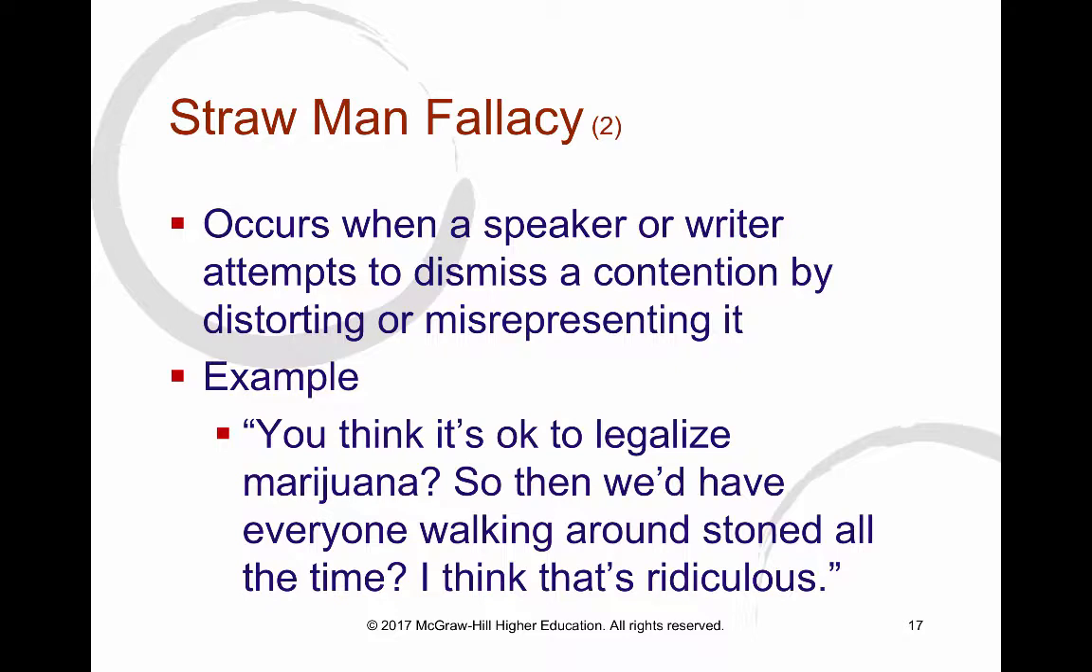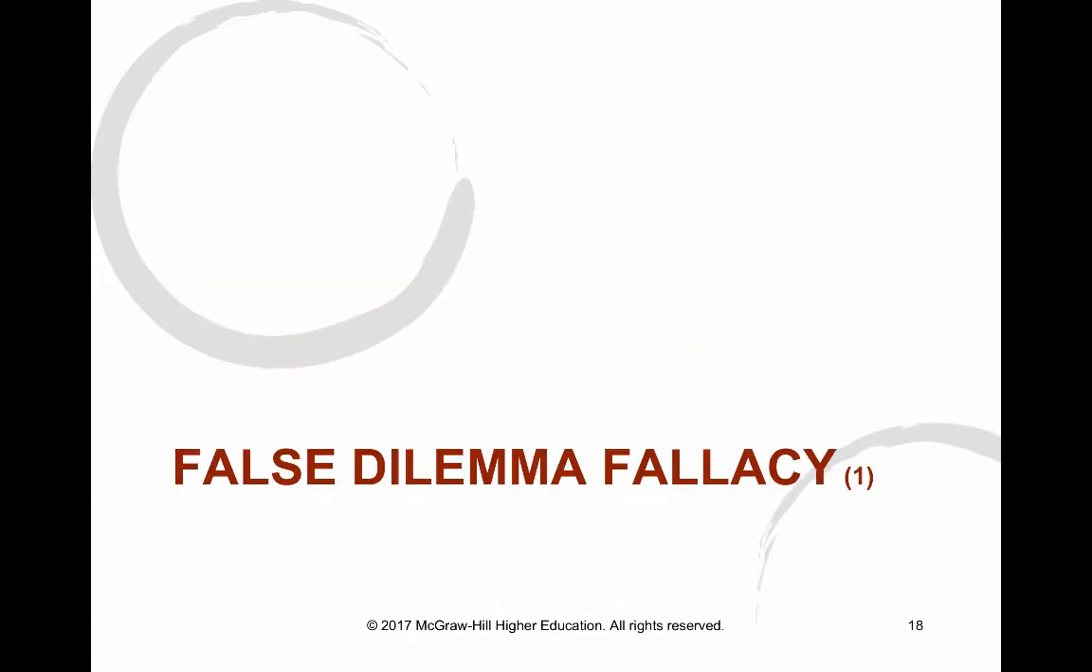Here's an example. You think it's okay to legalize marijuana, so then we'd have everyone walking around stoned all the time? I think that's ridiculous. So everyone walking around stoned all the time is a distortion and misrepresentation of what would actually happen if marijuana were legalized. The next kind of relevance fallacy we'll look at is the false dilemma fallacy.